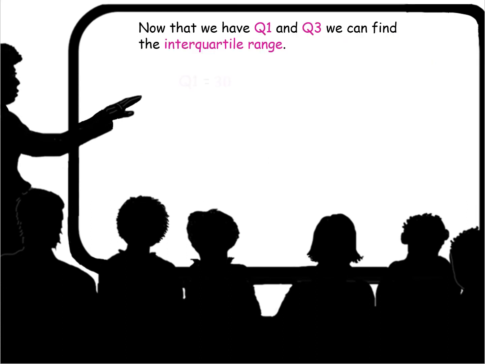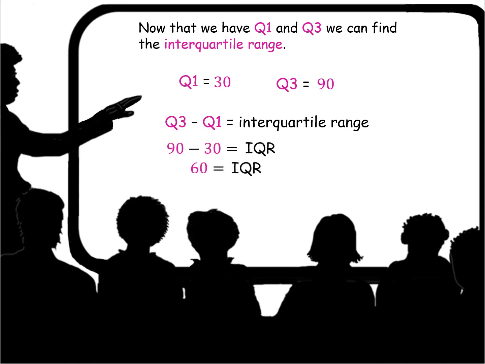Okay, so now that we have Q1 and Q3, we can find the interquartile range. Q1 is 30, Q3 is 90, and Q3 minus Q1 equals the interquartile range. 90 minus 30 equals our IQR, so our IQR is 60.